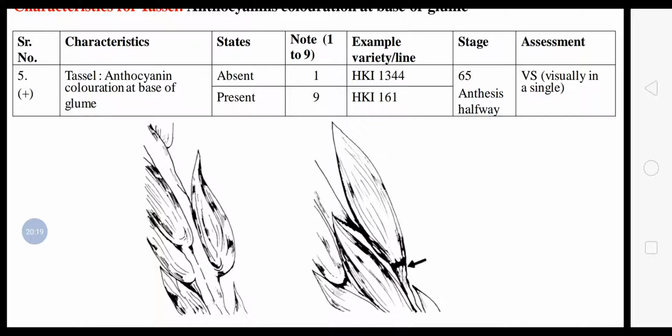Then the stage is 65, which is halfway. You should remember these code numbers, so that whenever you go to the field you can easily assess and just note down the code number, and after coming to the laboratory, or coming to your home, you can just decode that and get the exact information. Assessment is visual in a single plant.